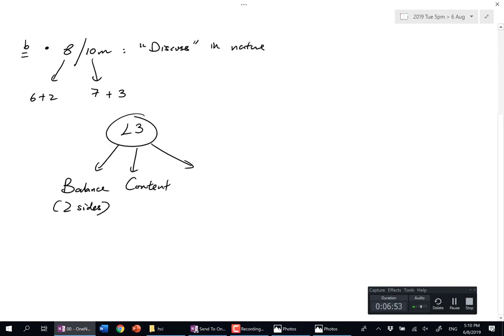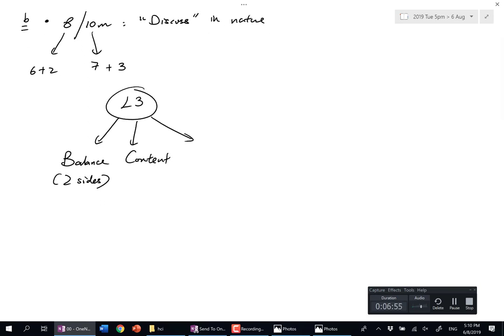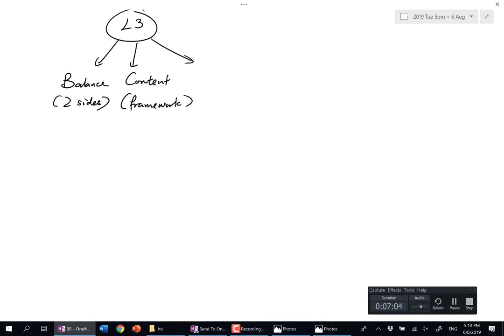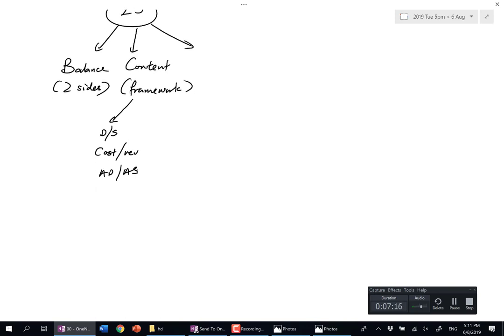When I say content, let me make this a little bit more executable. Try to find a framework, okay? And when I say framework, you have been through a great deal of frameworks, okay? We had demand and supply frameworks. You had cost and revenue frameworks. You have AD and AS frameworks. And of course, market failure frameworks. They are out there also.